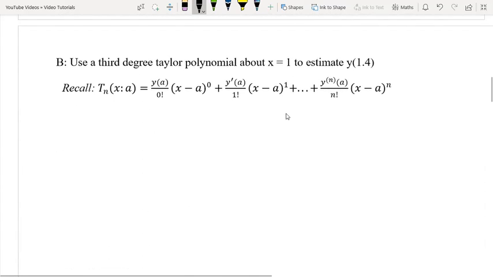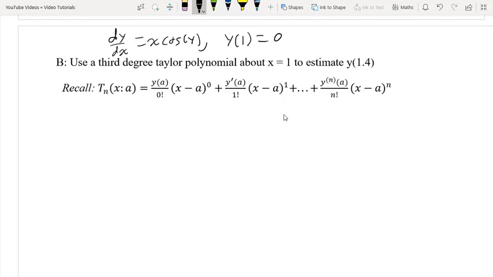So the second way of estimating the solution to this differential equation, which I'll just write again here, dy by dx equals x cos y, y of 1 equals 0. The other way to do it is to use a Taylor series polynomial about the point x equals 1. We know our usual Taylor series formula, Tn of x about a, is the expansion out here. But we know that y of 1 equals 0.